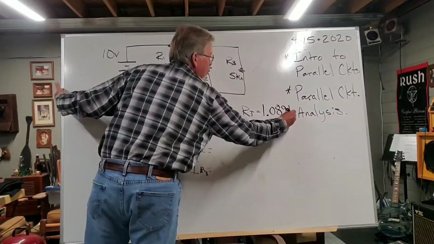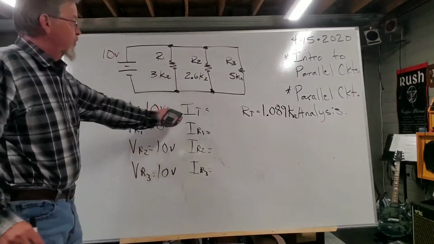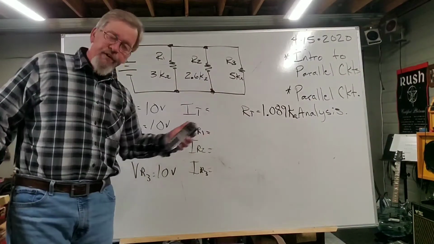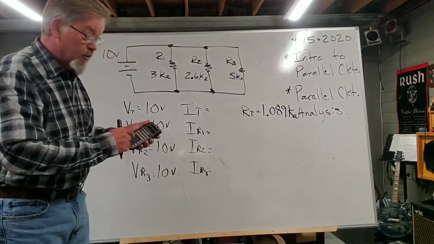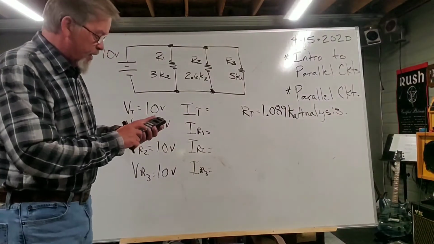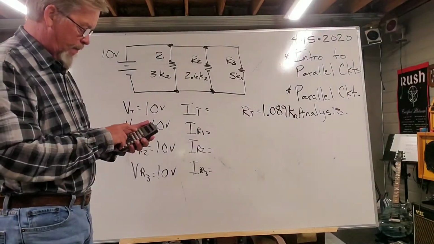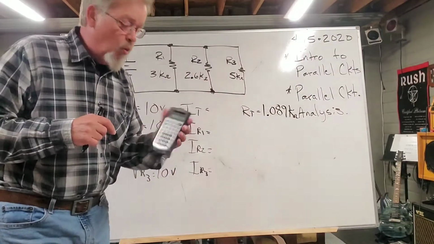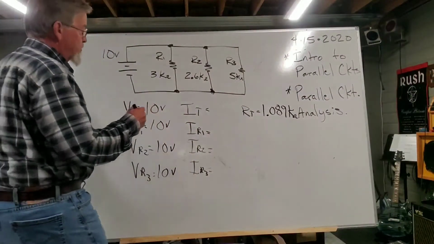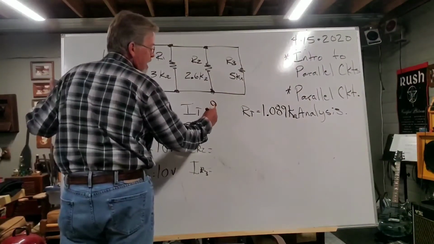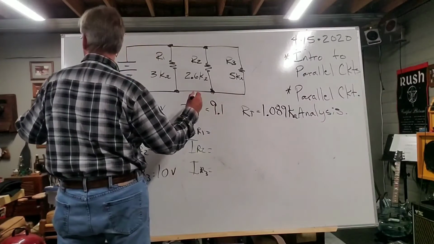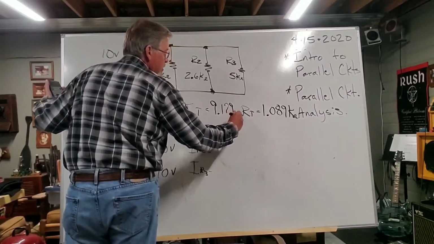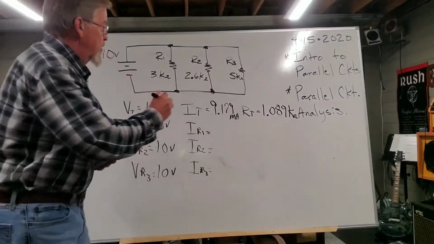Okay? Now to determine total current, we take our total voltage and divide it by our total resistance. So we're going to do that now. Take that. And it gives me 9.179 milliamps. So that's 9.179 milliamps.